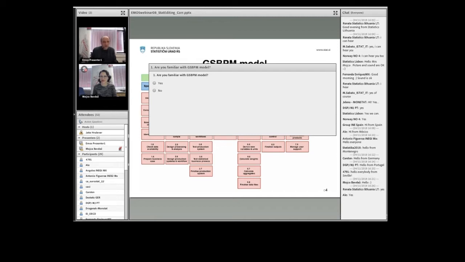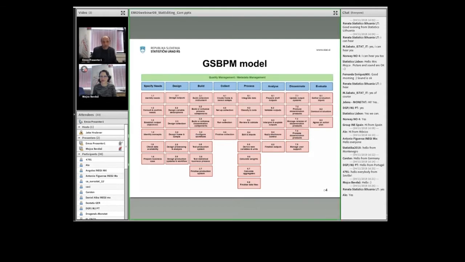Okay, I think we can close the voting. I think you can see the result. It's almost half-half, so that's interesting. Half of the persons already heard about it and half not. I'm quite sure that if I had asked this question 5 years ago, the relation would be quite different. But I think that now the GSBPM model is quite familiar, and I'm glad to see that a lot of people already know about it.